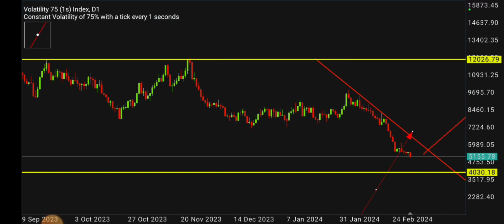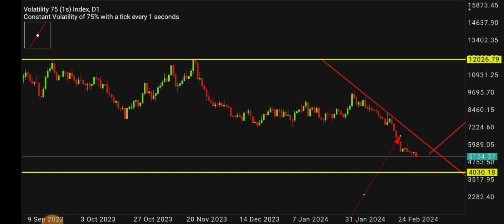If price gets to react, maybe turn by, retraces, pulls back to this trend line, you can still take your sell. Yeah, you can still take your sell. If price comes to this trend line, you can still take your sell. But you don't have to.